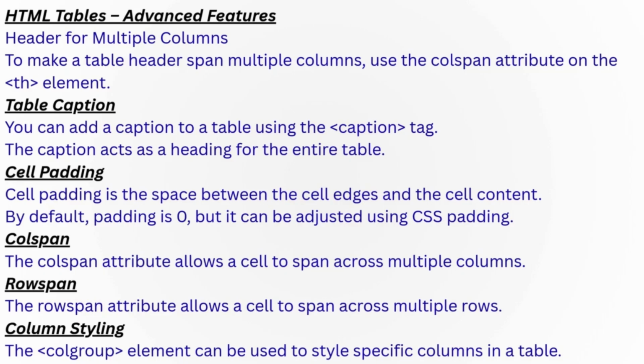Then comes cell padding. Cell padding is simply the space between the cell border and the cell content. By default, the padding is set to 0, but you can adjust it using CSS padding. Moving on to colspan. The colspan attribute allows a single cell to span across multiple columns. Similarly, we have rowspan. The rowspan attribute allows the cell to stretch across multiple rows.